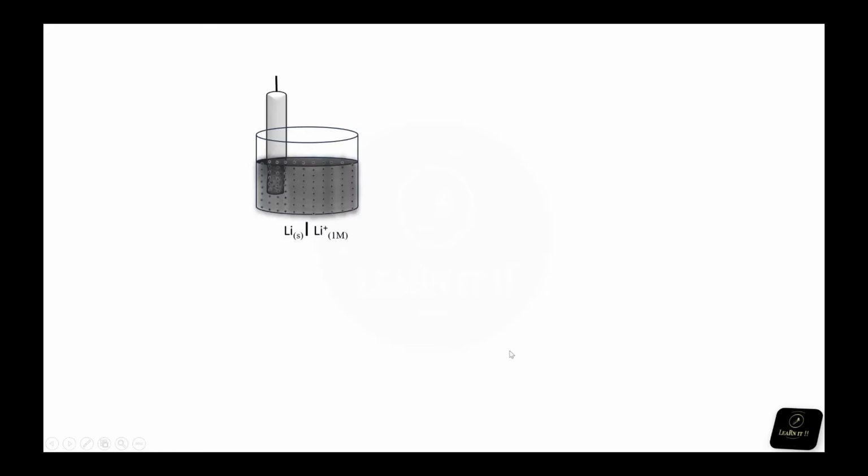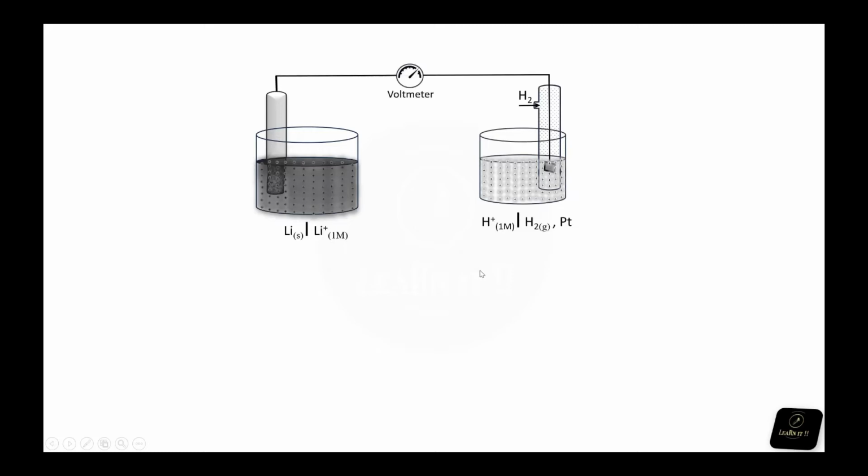In the same way, if we connect the lithium electrode with the hydrogen electrode, here the voltmeter shows a reading of 3.05, which is higher than zinc, because we already know that lithium is the most electropositive element. So lithium wants to undergo oxidation. That's why lithium has more oxidation potential, that is 3.05 volt, than zinc, which has 0.76 volt.